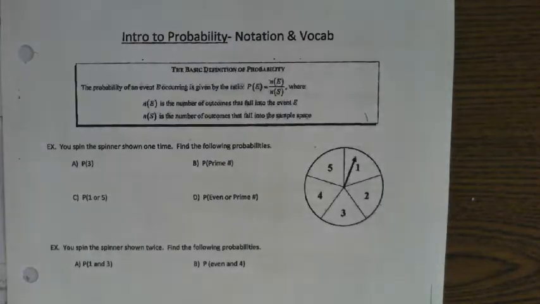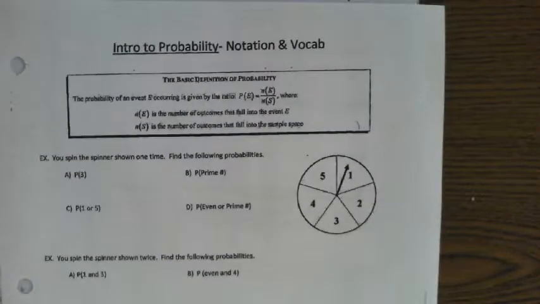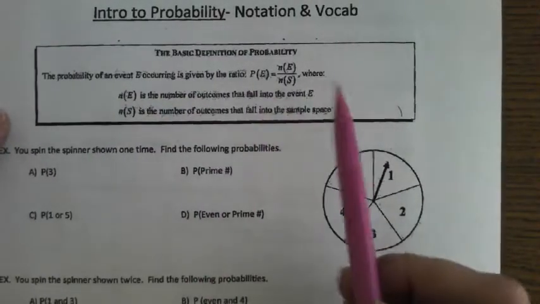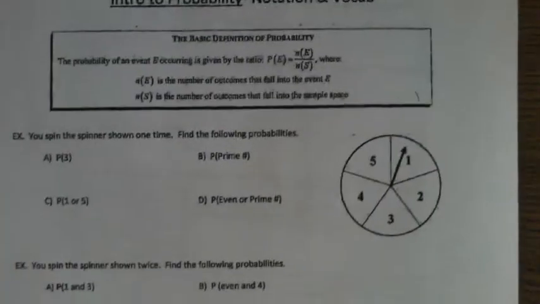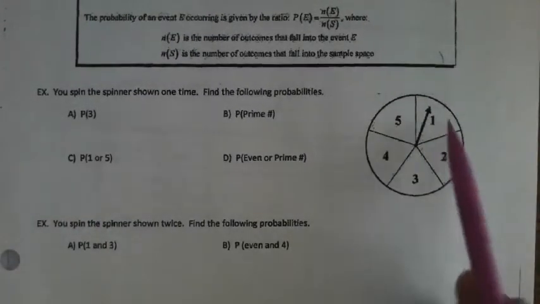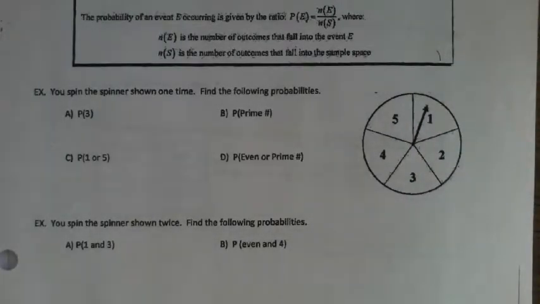Okay, so intro to probability. I'm going to skip this. Honestly, the definitions make it seem more confusing than it is, and just jump into the first example. So we have a spinner with 1, 2, 3, 4, 5. All these pie pieces are exactly the same size.